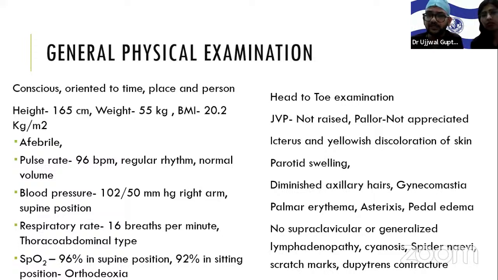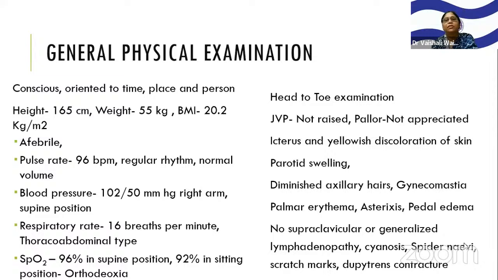On head-to-toe examination, I found that JVP was not raised, and pallor could not be appreciated. Icterus and yellowish discoloration were seen. Parotid swelling, diminished axillary hair, gynecomastia, palmar erythema, asterixis, and pedal edema were seen, but no supraclavicular or generalized lymphadenopathy, cyanosis, spider nevi, scratch marks, or Dupuytren's contracture could be appreciated.